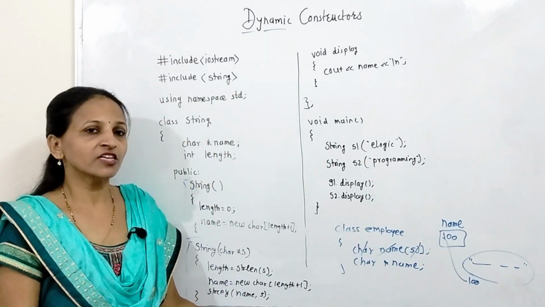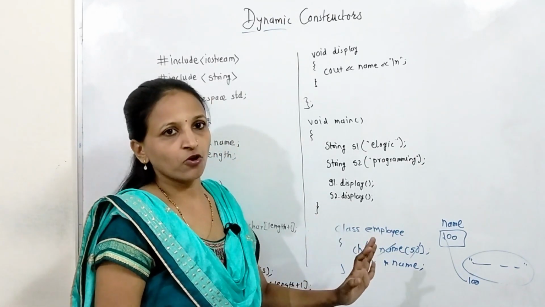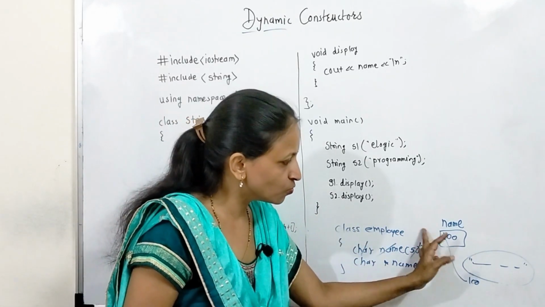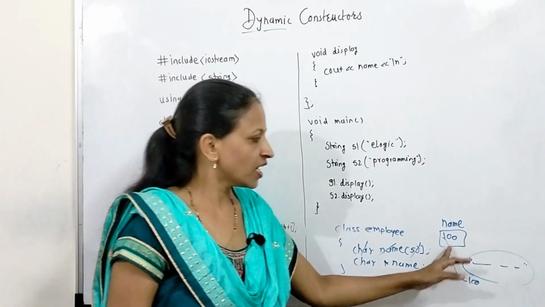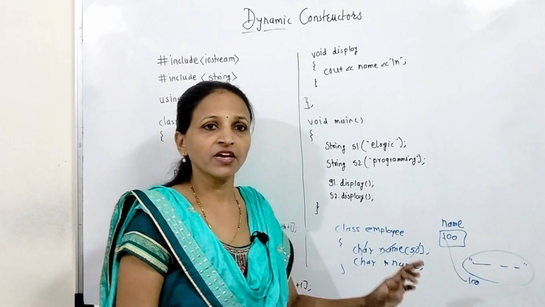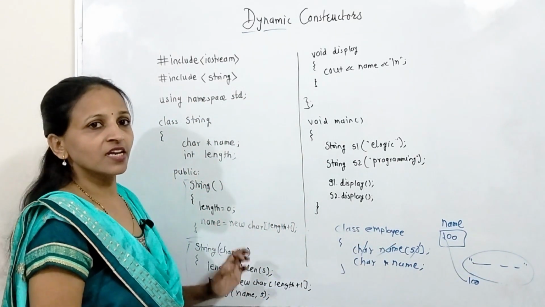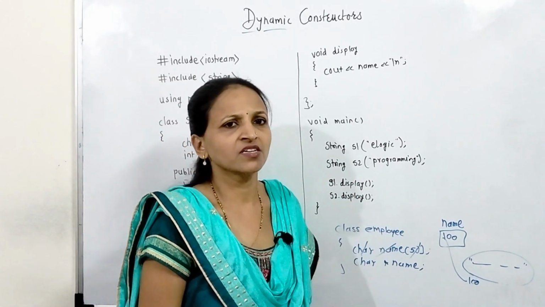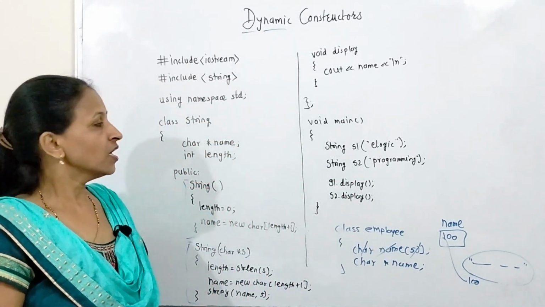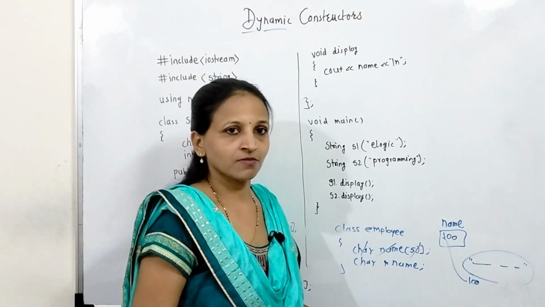Whenever we create an object of that class, the constructor will be called, and inside that constructor we have to do these things. We have to allocate space dynamically with the help of the new operator. This part we have to do. And if any constructor internally has dynamic memory allocation, that is nothing but a dynamic constructor. This is the concept. Now we will see one example to see this.